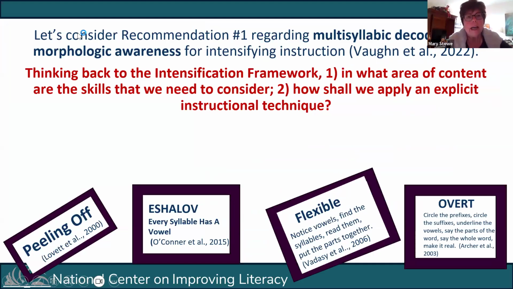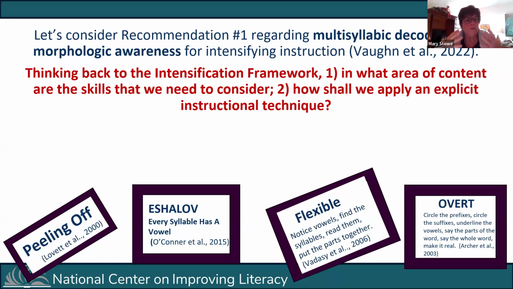I'd like to think about another example. I did an example at grade 3 in elementary, but I'd like to do another example for older students. And we might even need to think about another IES practice guide and a recommendation from that practice guide. This one is providing interventions in grades 4 through 9. Let's examine recommendation number 1 that talks about multisyllabic decoding and morphologic awareness for intensifying instruction. The link to this particular practice guide will be provided as well.